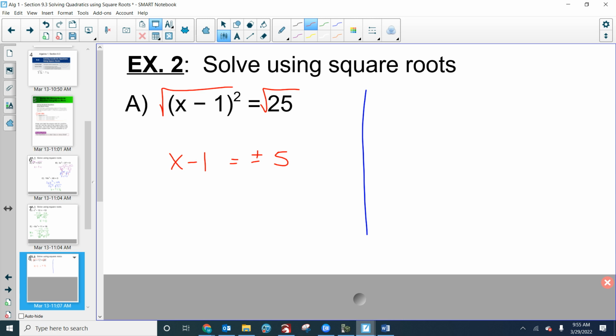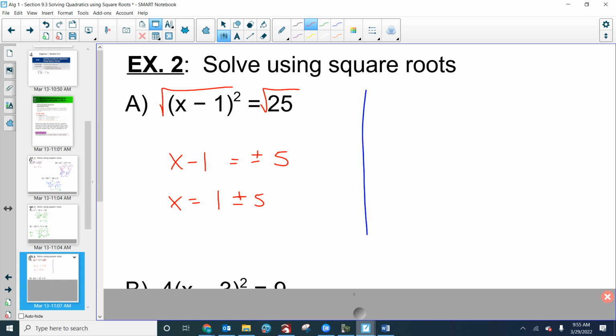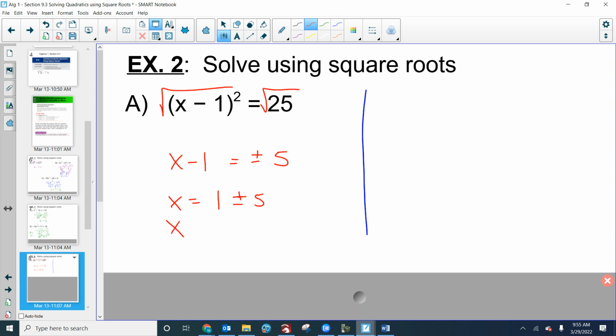This one's kind of weird. What's my last step to get x by itself? Add 1. 1 plus 5 and 1 minus 5. So do you see there's 2 solutions? X equals 1 plus 5. X equals 1 minus 5. What's 1 plus 5? 6. And what's 1 minus 5?